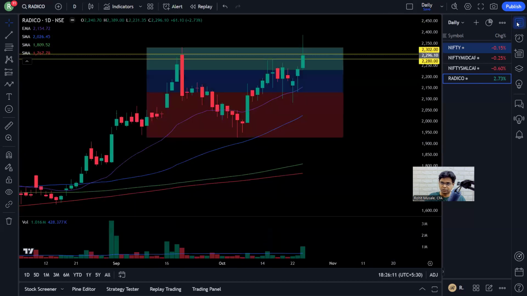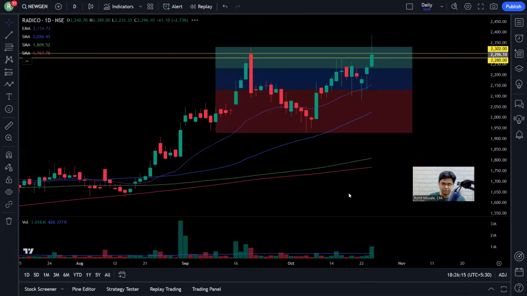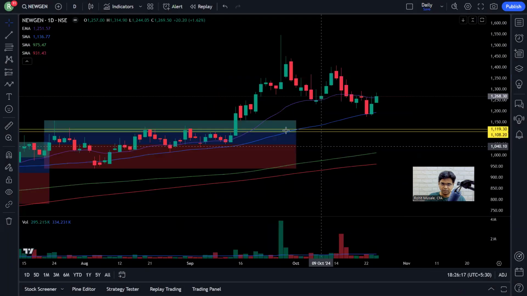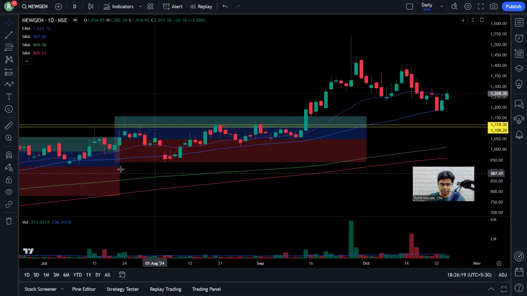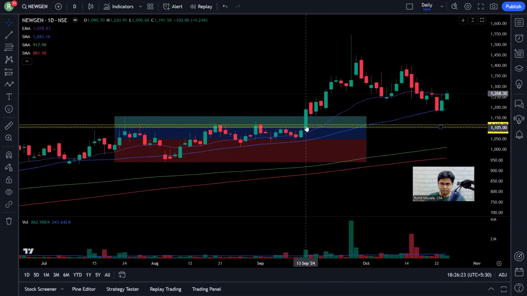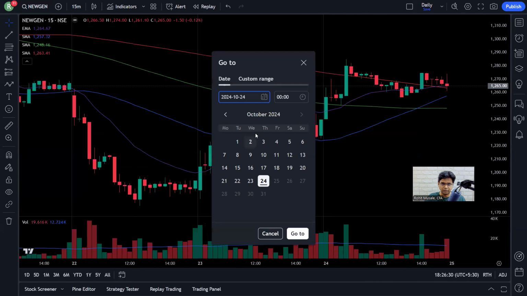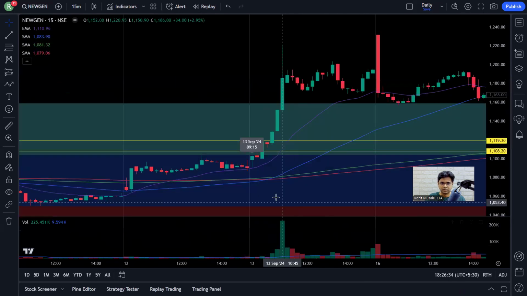A stock that I missed, Newgen. If you remember, I was having my breakfast and I missed that stock. Look at this entry. Look at this base, these two yellow lines. Let's go to 13th of September, 15-minute chart. Look, this is the first candle, this is the second candle. So this second candle pierces the yellow line.